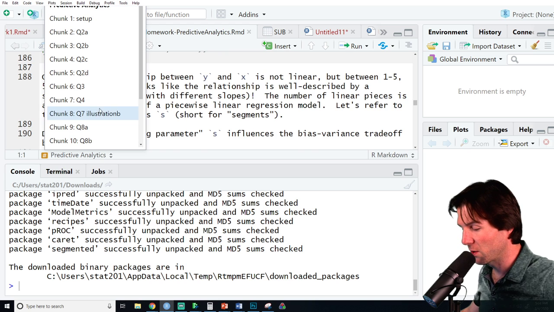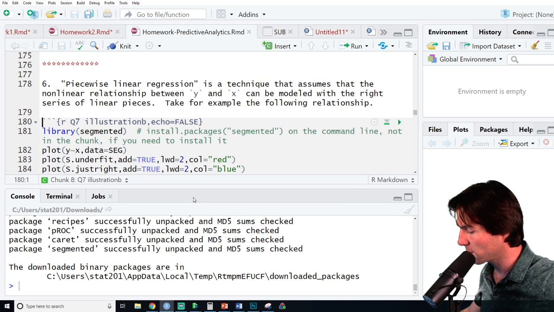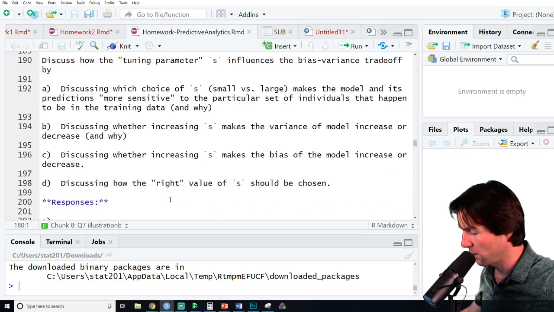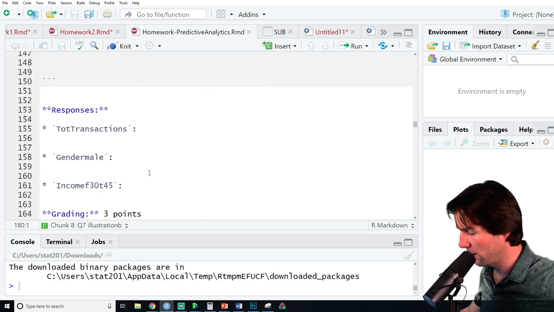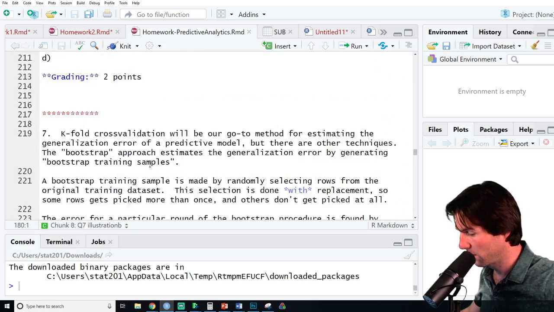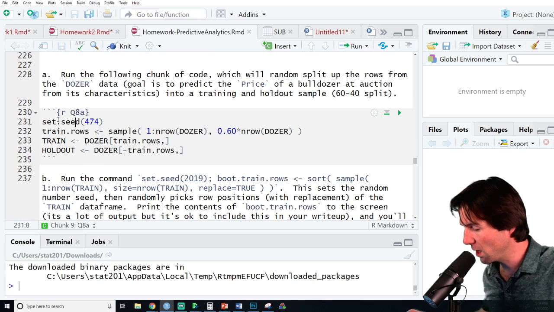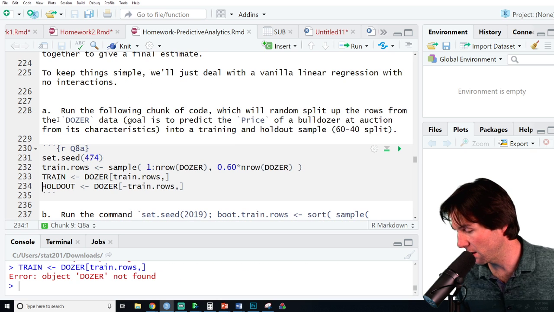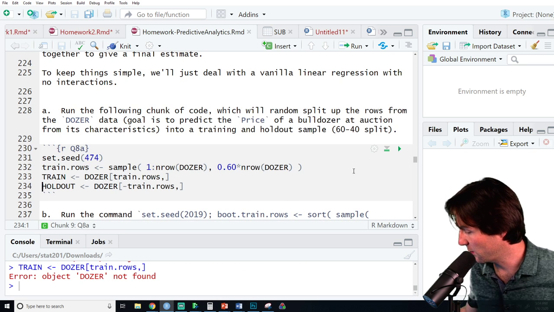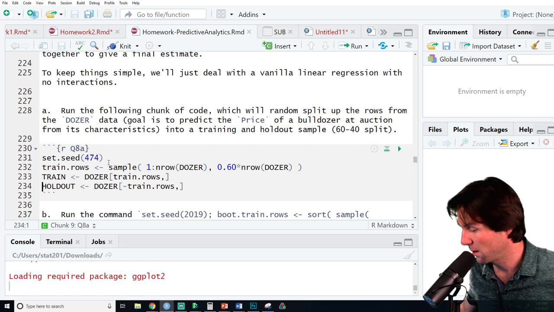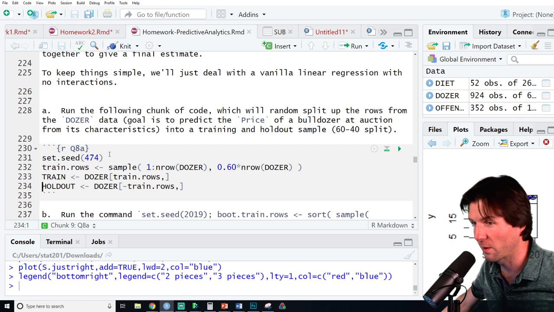Let's see. Going over here. Question 7. Why don't I ever use these buttons? They're always right here. Okay. So, is this question 7? Wait. That's not question 7. K-fold, bootstrapping, fun stuff. Okay. Got train data, all this. Oh, I have to run the top thing. 2 seconds. Hopefully everything runs.